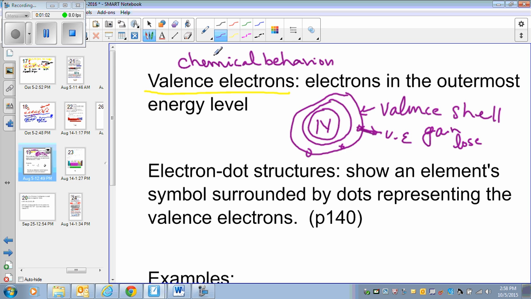Since all the chemical properties depend on the valence electrons, there was a scientist, his name was Lewis. He said, why not we count the valence electrons and show them as dots around the symbol, and that is called the electron dot structure.